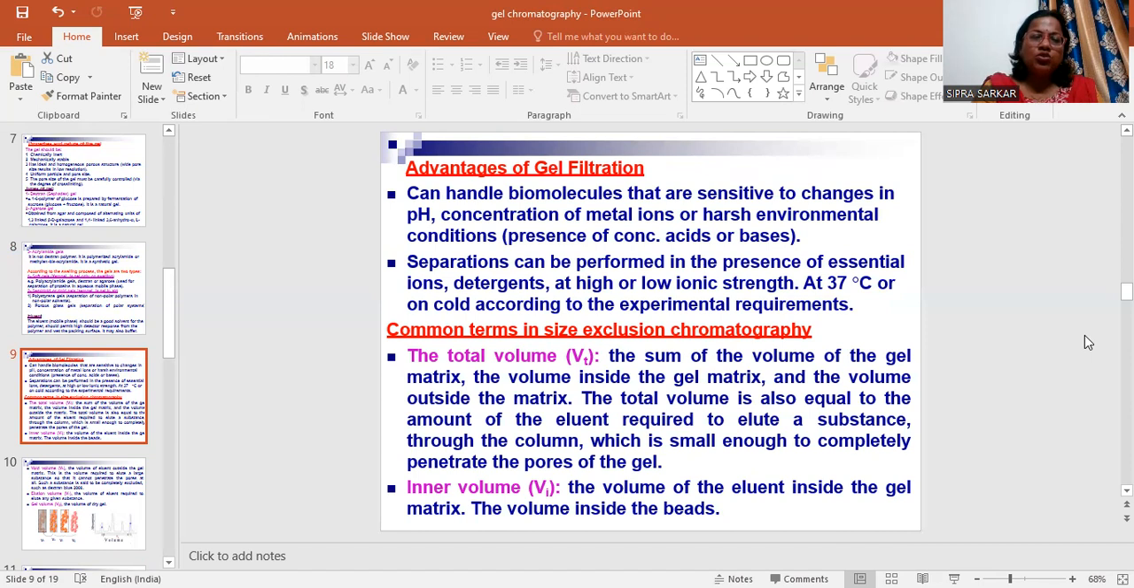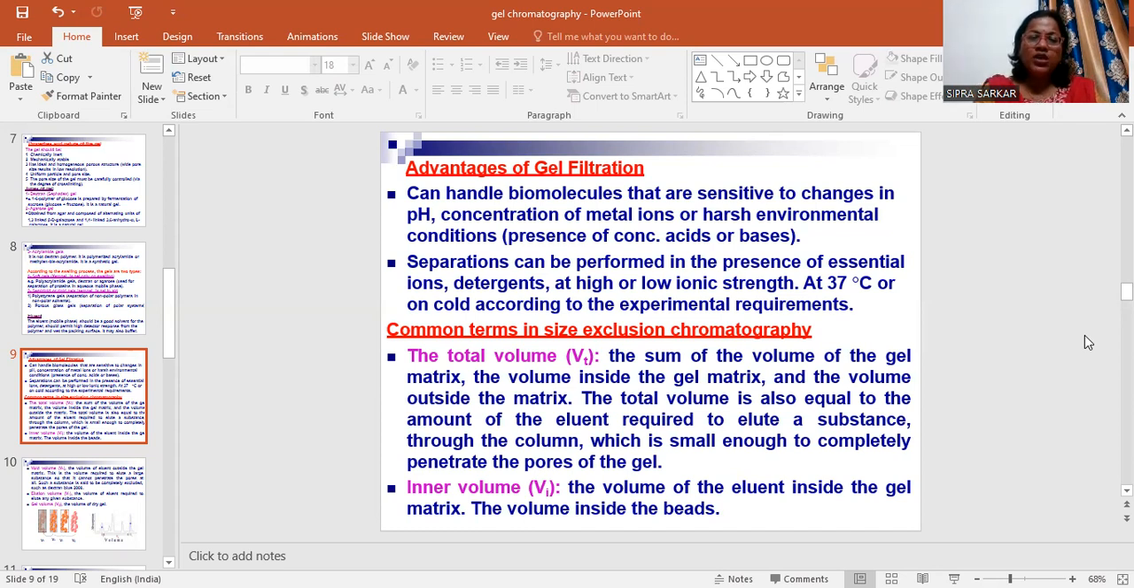Common terms in size distribution chromatography. The total volume, Vt, is the sum of the volume of the gel matrix, the volume inside the gel matrix, and the volume outside the gel. The total volume is also equal to the amount of eluent required to elute a substance through the column, which is small enough to completely penetrate the pores of the gel. That means the total of the gel matrix, the volume inside the gel matrix and the volume outside it is known as the total volume. That means how much will be eluted and how much is retained in the column.